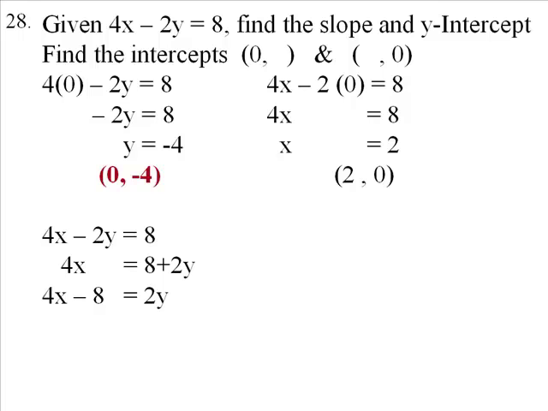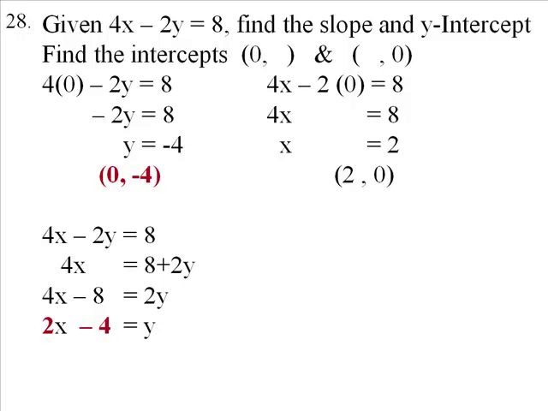Now we'll divide everything by 2, so you'll have 4x divided by 2, negative 8 divided by 2, and 2y divided by 2. So 4x over 2 is going to be 2x. The negative 8 over 2 is going to be negative 4, and the 2y divided by 2 is just going to be y. Now this is called the slope-intercept form of the equation.